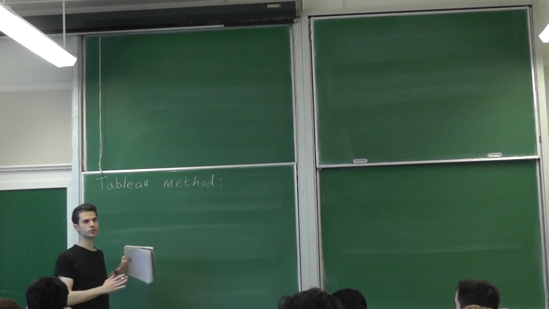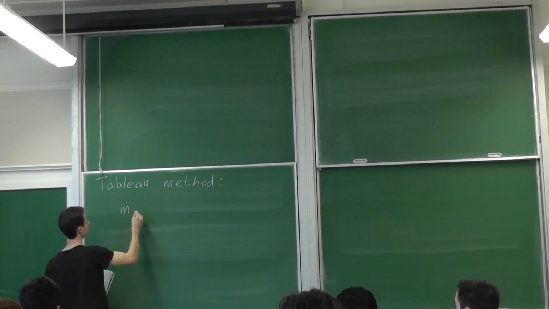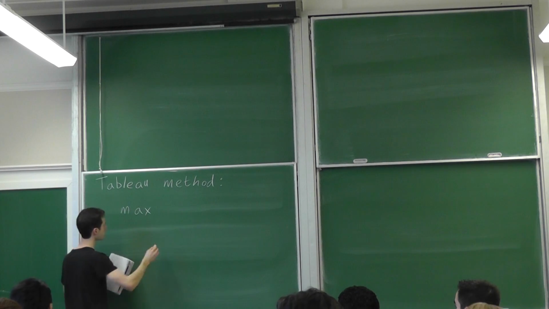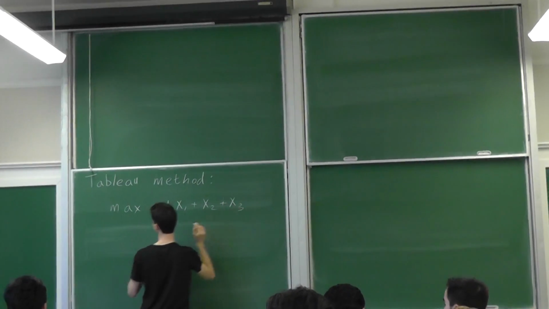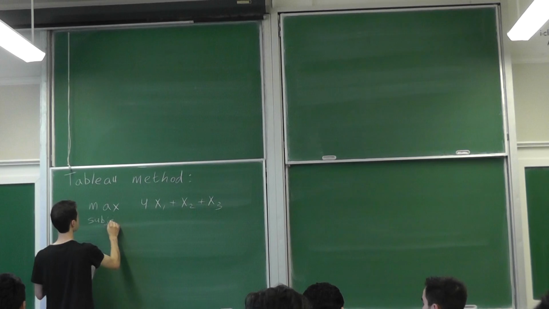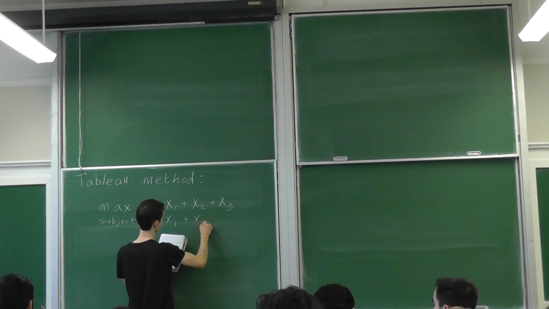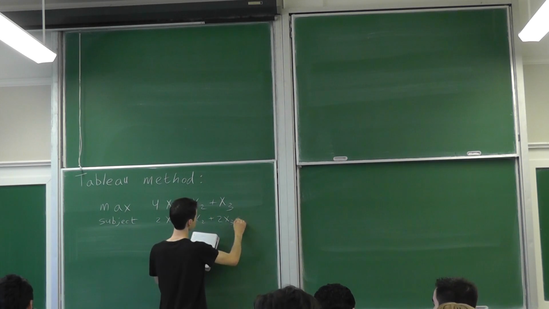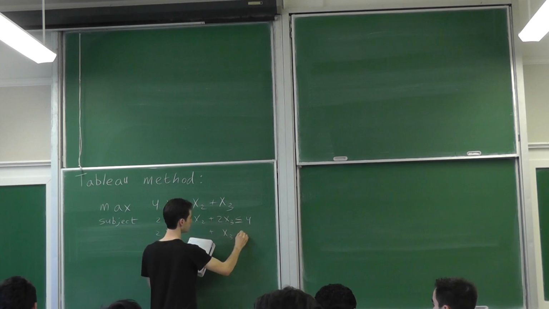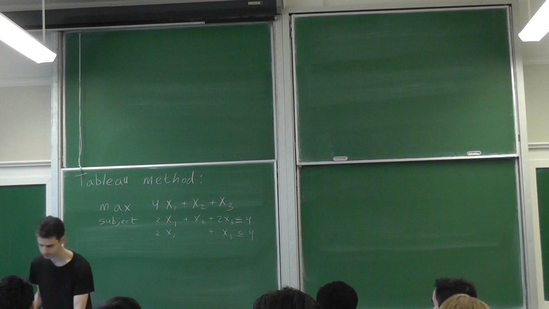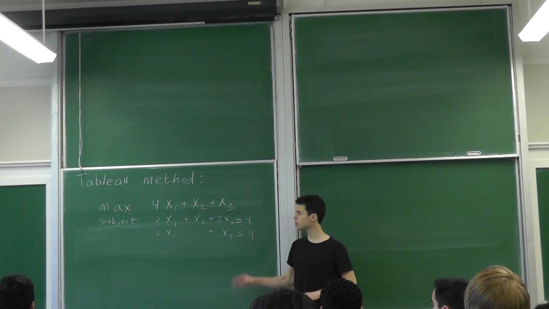So what we're going to do is write a tableau, and you'll see what it is. Our first example will be quite a typical problem: maximize 4x1 plus x2 plus x3, subject to the following constraints: 2x1 plus x2 plus 2x3 smaller or equal than 4, and 2x1 plus x3 is smaller or equal than 4 as well. So that's the problem.